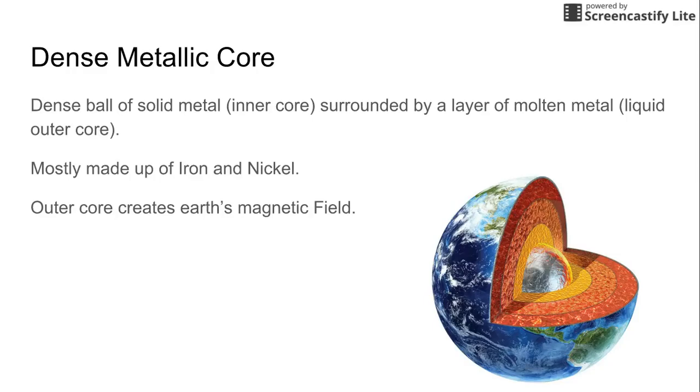In the middle of the Earth is a dense metallic core, and this is a ball of solid metal surrounded by a layer of molten metal. So this is the inner core and the liquid outer core, and it's mostly made up of iron and nickel, and this creates the Earth's magnetic field.